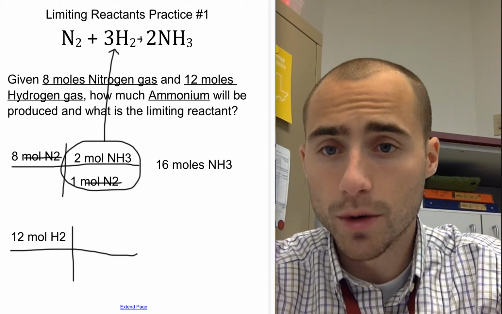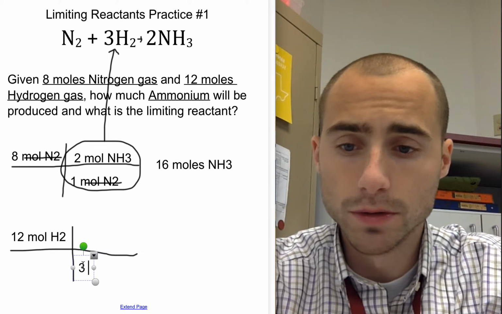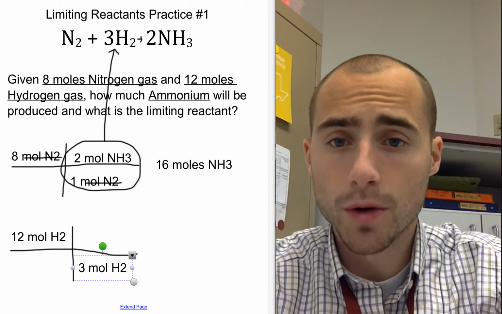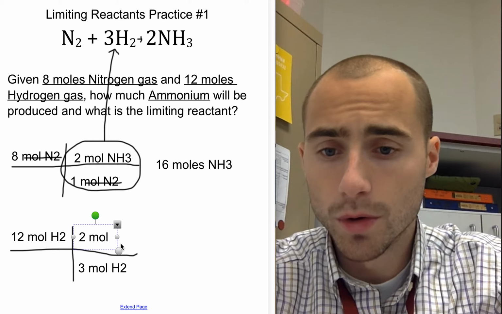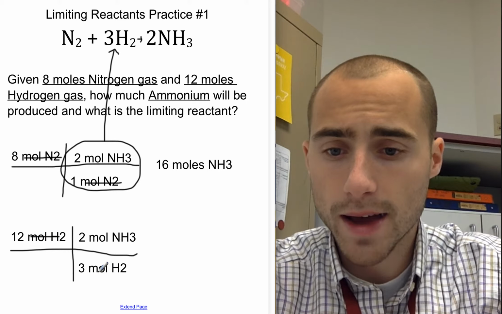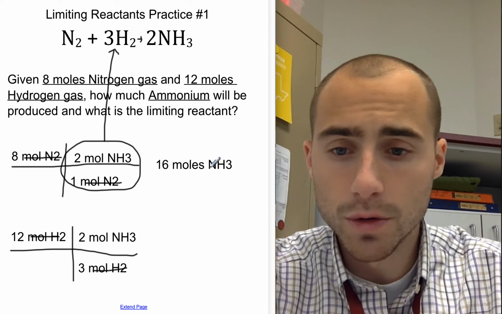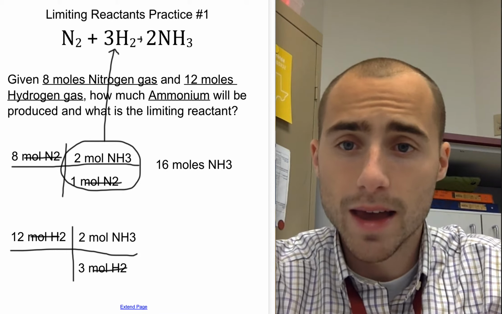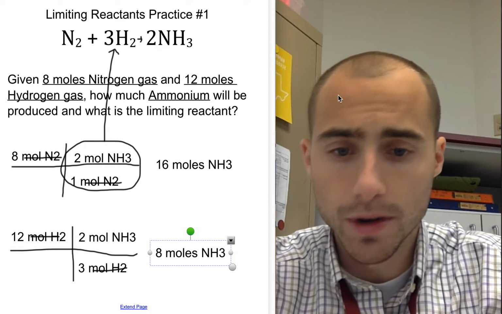Now we look to our equation. How many moles of H2 are in my equation? 3. So I put 3 mole H2 right there. And then I'm converting again to ammonium. So that is right here. So it's 2 mole NH3. So we are able to cross off moles of hydrogen gas, and we've converted to moles of NH3. Multiply across, 12 multiplied by 2 is 24. And then 24 divided by 3 is 8. So this will produce 8 moles of NH3.